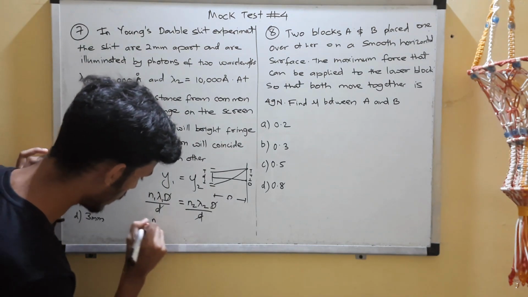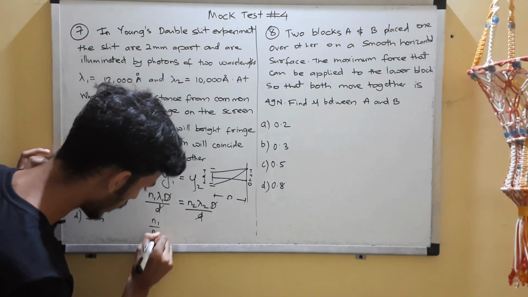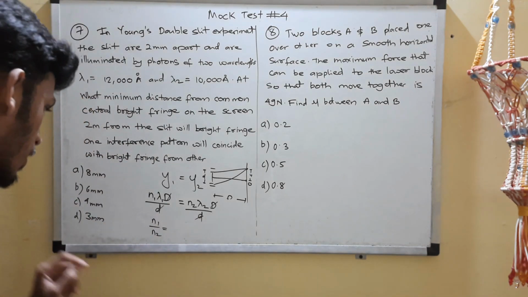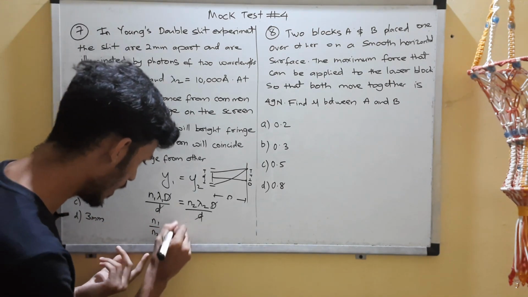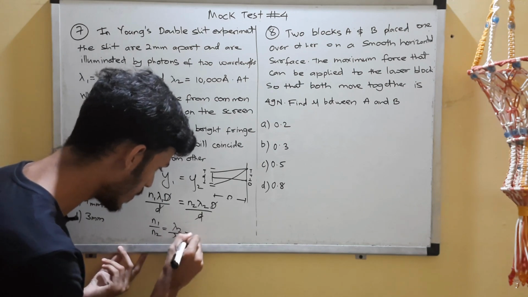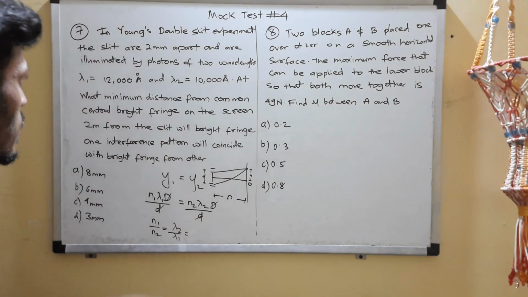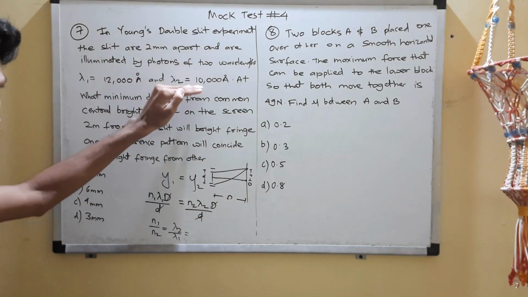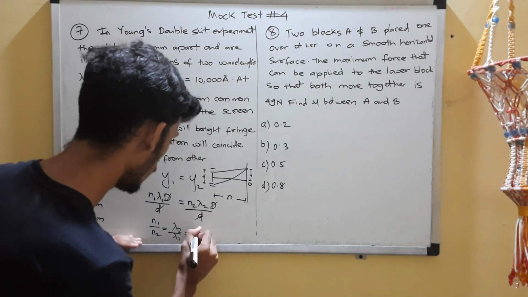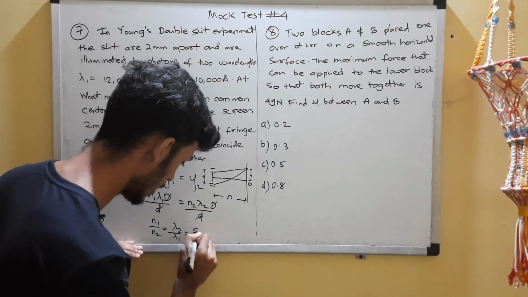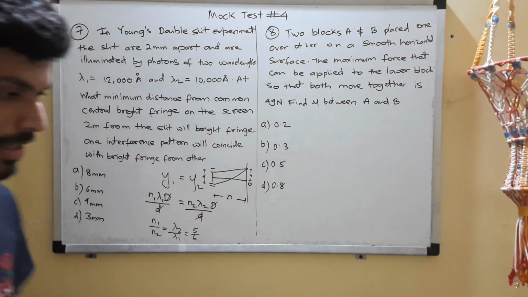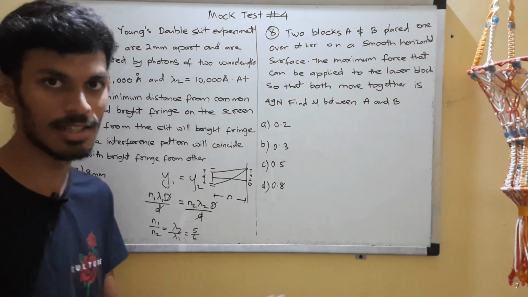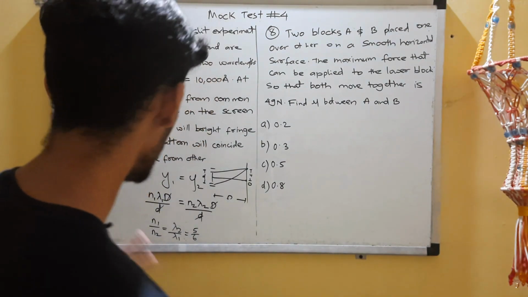So n1 by n2 will be equal to, hold on, this will be lambda 2 by lambda 1. Lambda 2 is 10,000, so 10,000 by 12,000, 3 zeros cancel, 2 5s are 10, 2 6s are 12. So what does this tell us? When you bring it into the simplest ratio, 5 by 6 is the simplest ratio. You cannot simplify it further.